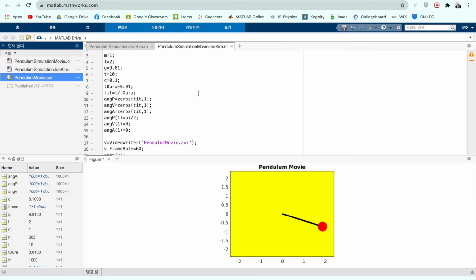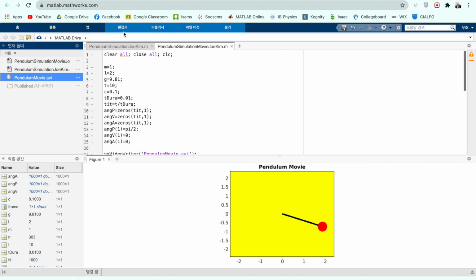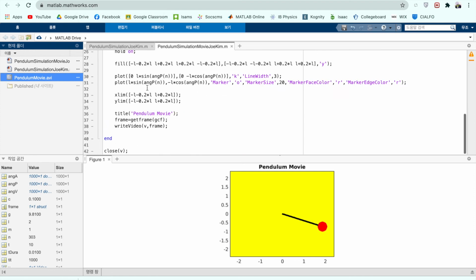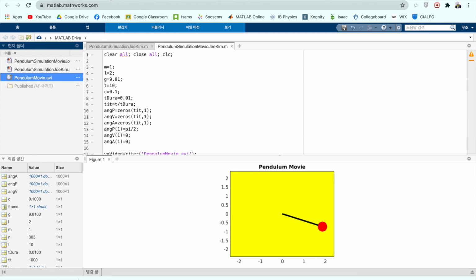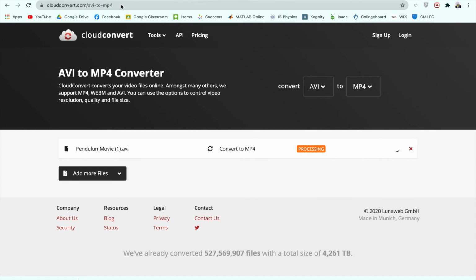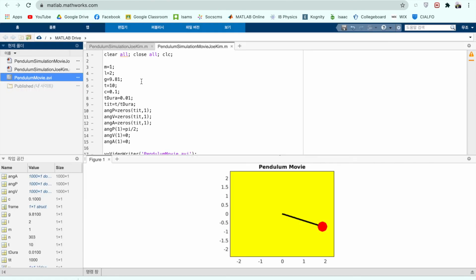So did I mention this? You could go to the description below, and you could download, or you could see the code I have written here, and use that to do in your own MATLAB software.